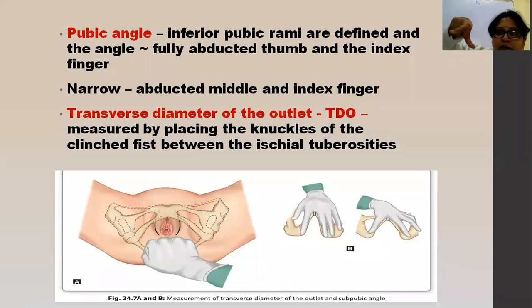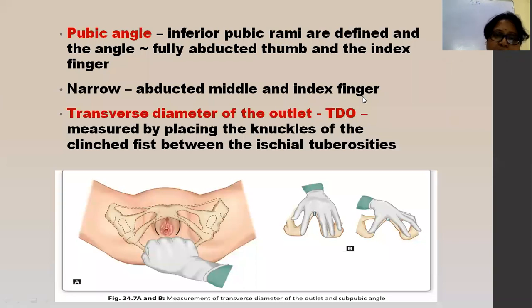Can you see? Fully abducted, between your fully abducted thumb and middle finger. Then this is the usual subpubic angle, and this is 85 degrees. If it is narrowed, then it is measured by the abducted middle finger and index finger. It means it is narrowed. Then the transverse diameter of the outlet you have to measure.